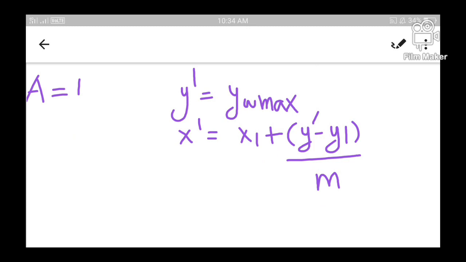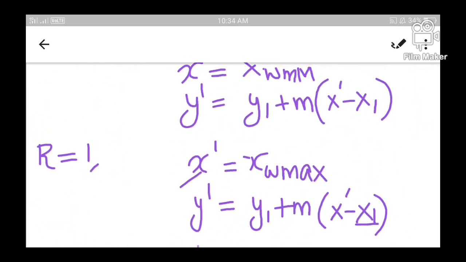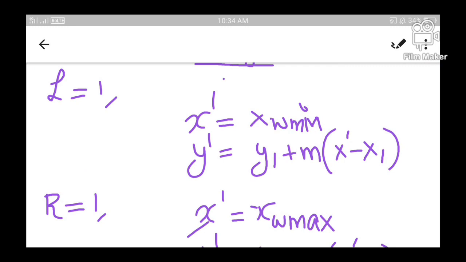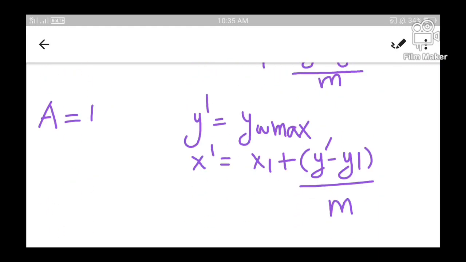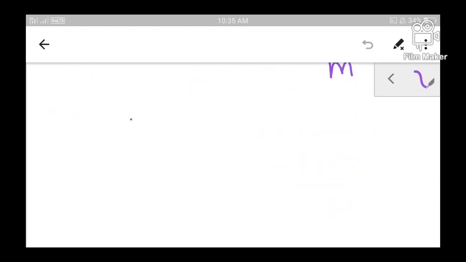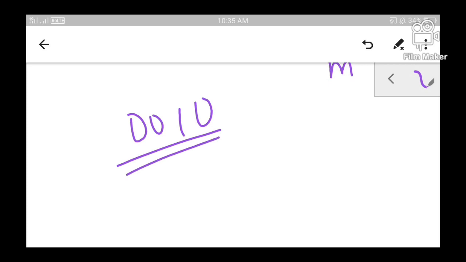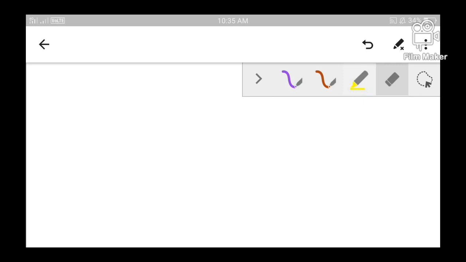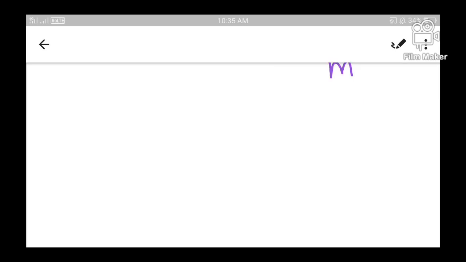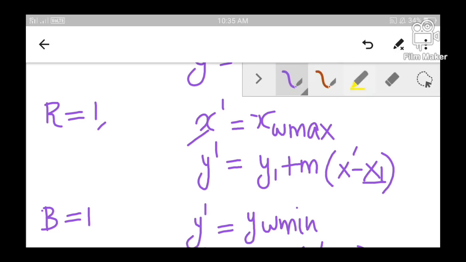So we have 4 sets of equations, one for each boundary. One for the left boundary, one for the right boundary, one for the above boundary and one for the below boundary. So depending upon which bit is equal to 1, we are applying the corresponding set of equations. Suppose the region code is 0010. From this it is clear that only the right bit is 1. So the point requires only right clipping. So we will be applying only the set of equations where r is equal to 1. That means only this equation will be applied.